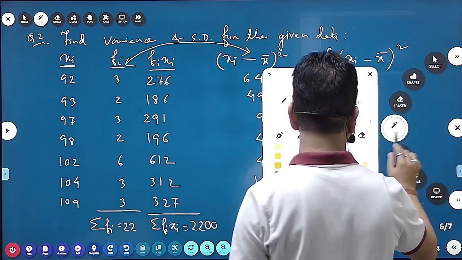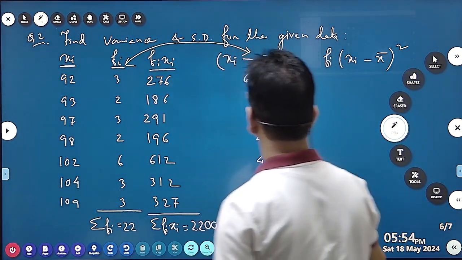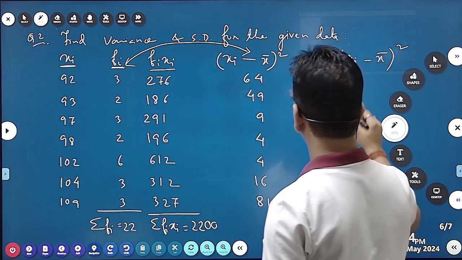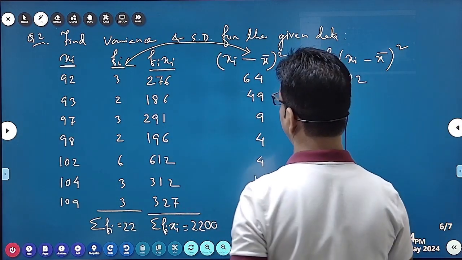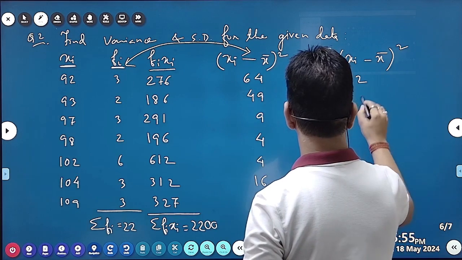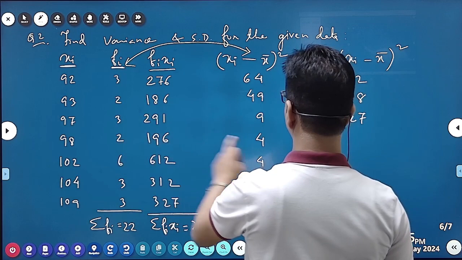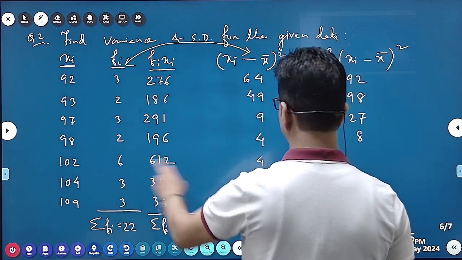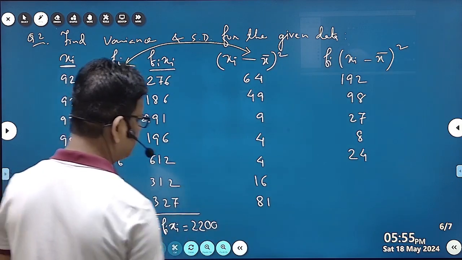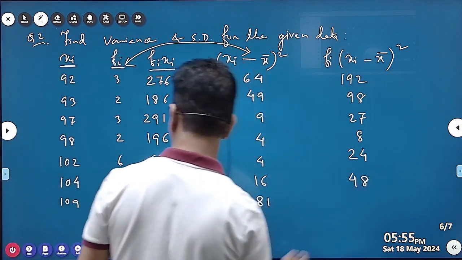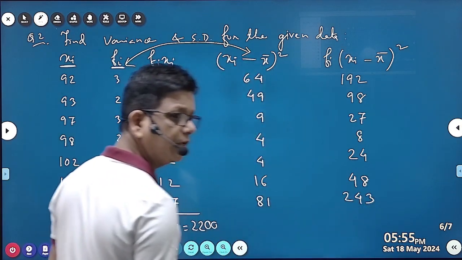Now if I do that, correct me if it is wrong. 3 into 64 will be 192, is it correct? Okay. Then 2 into 49 will be 98. Then 3 into 9 is easy, 27. 2 into 4, 8. 6 into 4, 24. Alright. 3 into 16, 48. Then 3 into 81, 243. Am I correct? Is everything okay?